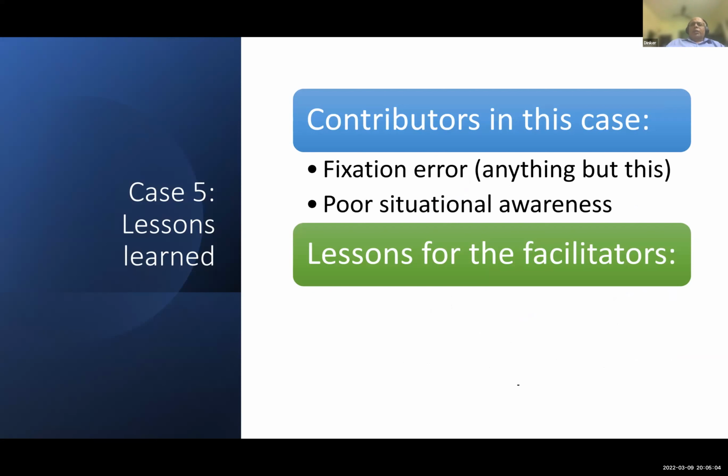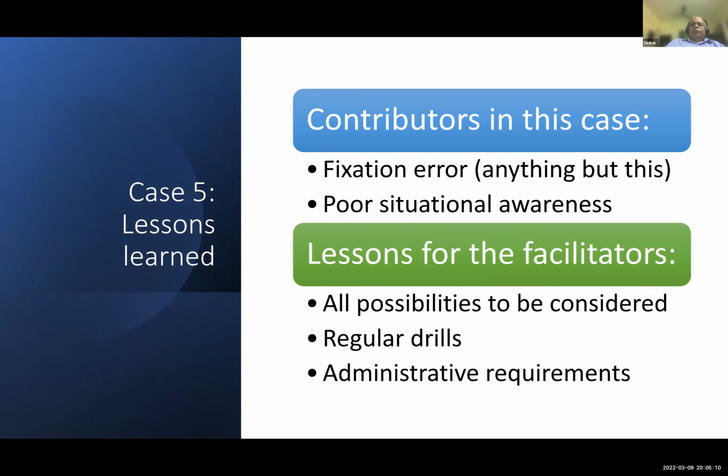So the contributors in this case: fixation error, that this cannot be COVID, and poor situational awareness. Firstly, again, all possibilities to be considered. Some of these things we need to conduct regular drills. We picked this up only because we ran this COVID drill. And after this, I'm sure the surgeons who participated in this scenario never forgot to wear PPEs when they saw a patient in real life, regardless of what they thought the patient was having.